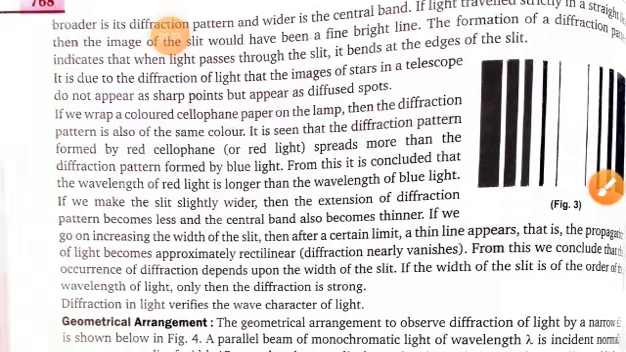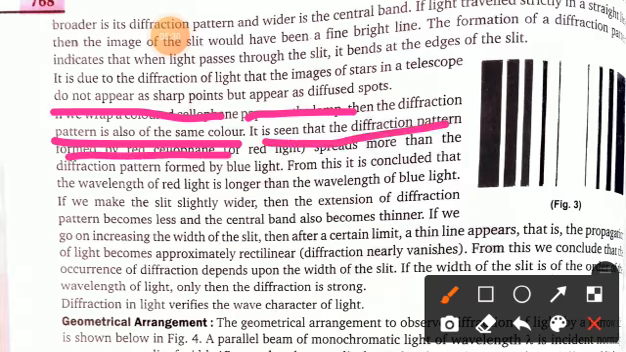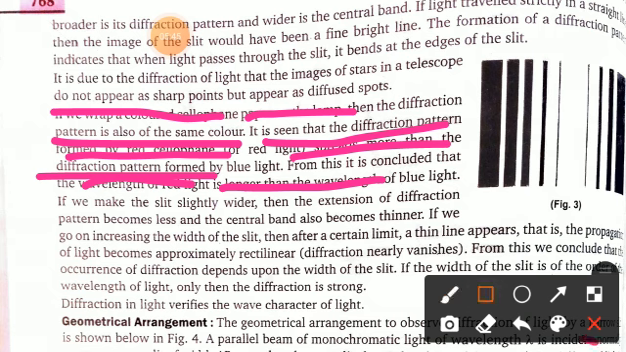Now what happens if we wrap a colored cellophane paper on the lamp? Then the diffraction pattern is also the same color. It is seen that the diffraction pattern formed by the red cellophane or red light spreads more than the diffraction pattern formed by the blue light. It is due to the wavelength. Fine. So from this it is concluded that the wavelength of red light is longer than the wavelength of the blue light.